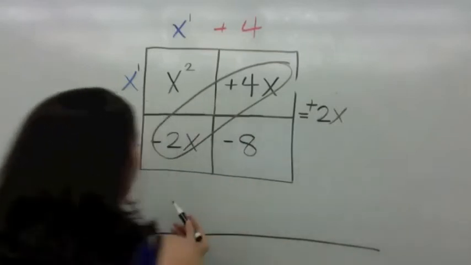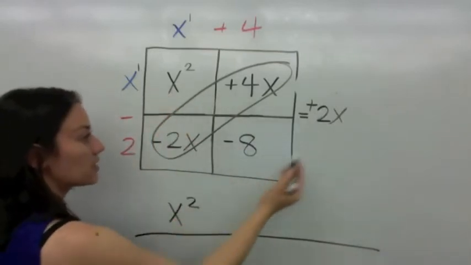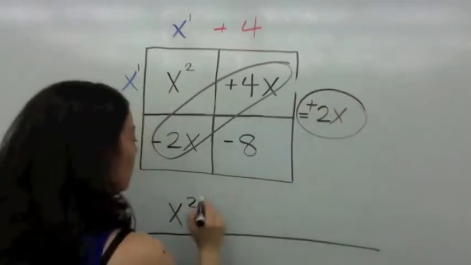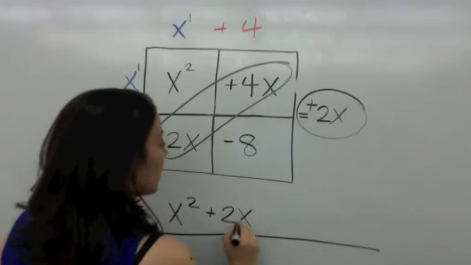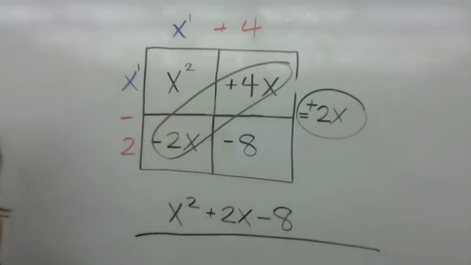Great. So let's rewrite this now. Our quadratic term is x squared. What's the linear term? It's positive 2x. And then your constant is negative 8. Very nice. Get that down, please.